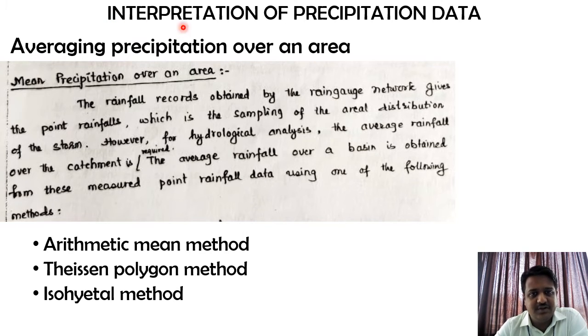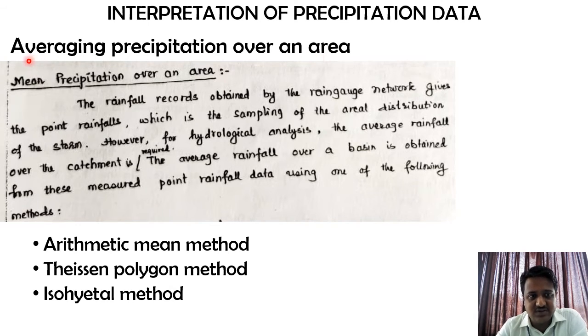Next, for interpretation of precipitation data, it is average precipitation over an area. Okay, so till now we have done two particular steps. The first one is we checked for the continuity of the data with the help of three methods, that is arithmetic average, second one was normal ratio method, and the third one was multiple regression method. Whereas the second step was to determine the inconsistency in any of the rainfall data that has been collected. That has been done with the help of double mass curve technique.